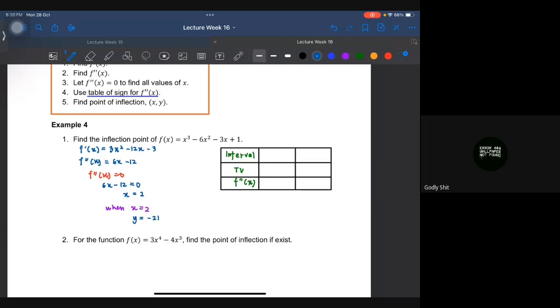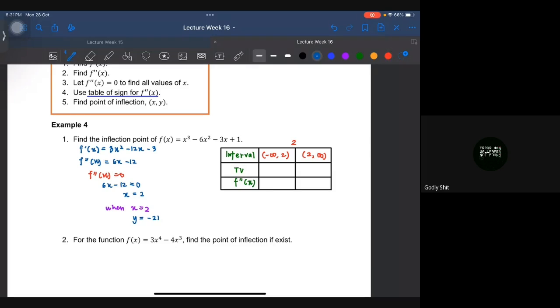Okay, so let's substitute this value of x into our table of sign. Okay, so our value is just 2, x equal to 2 sahaja. So that's why kita hanya ada 2 column over here, to be filled, right? So the interval that we have is gonna be negative infinity to 2. And then the next one is from 2 to infinity. Settle. Lepas tu kita cari dia punya test value lah.